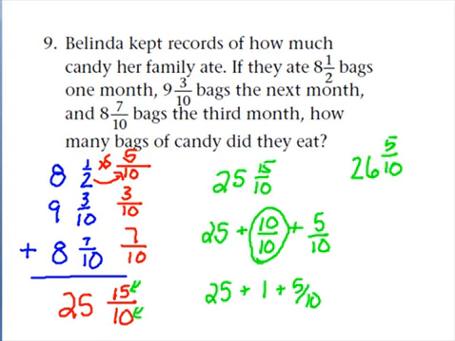Again, I look at it one last time and realize that 5/10 can be reduced by dividing both the numerator and the denominator by 5. If you had seen this reduction earlier, you could have done it earlier and then pulled out your whole number. I'm getting an answer of 26 and 1/2.